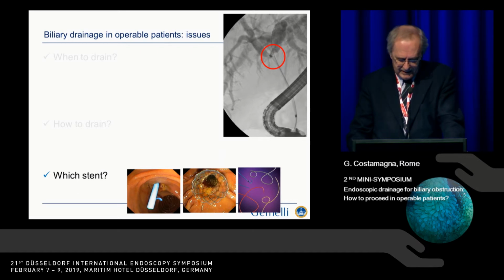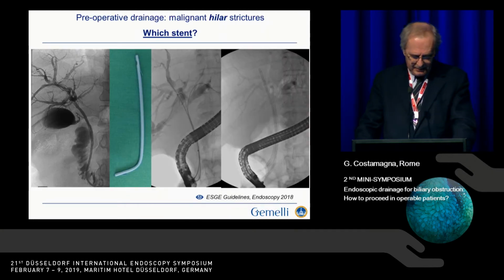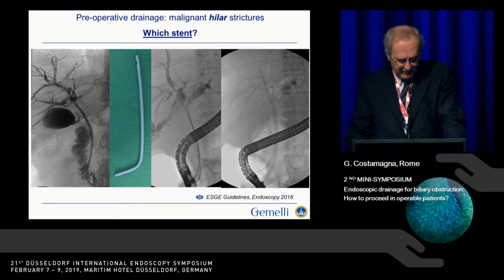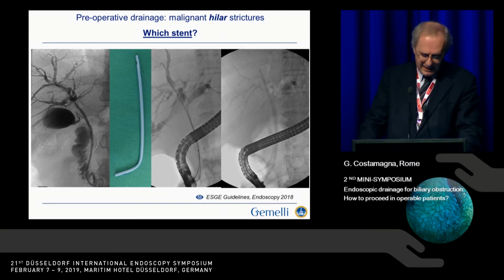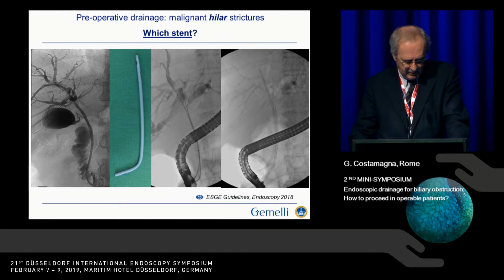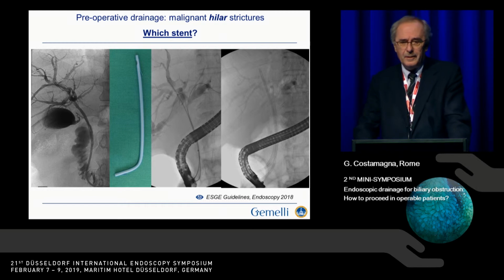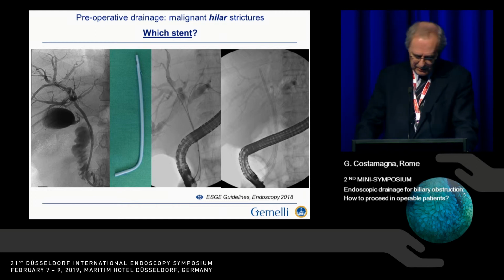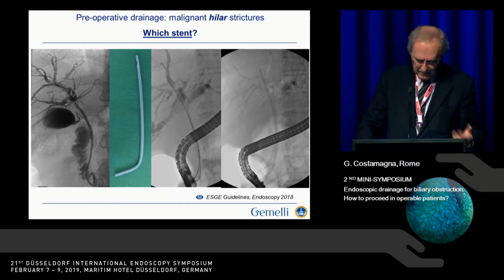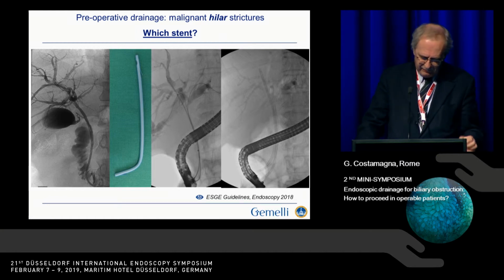Which stent to use in hilar strictures? This is completely different from the lower part of the common bile duct, because in hilar stricture, preoperative drainage should be done with plastic stents or with percutaneous drainage, again with a plastic drain, because if you use metal stents, you will impair surgical resection. And again, I am very favorable to always try to drain completely the liver to avoid septic complications while waiting for surgery.